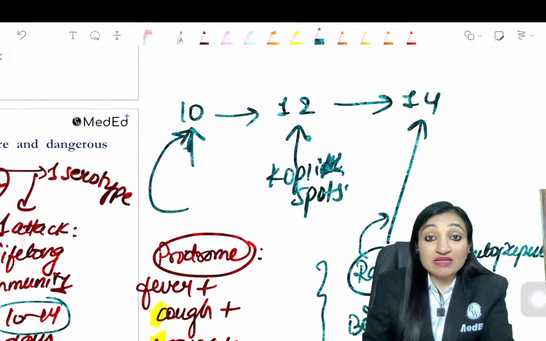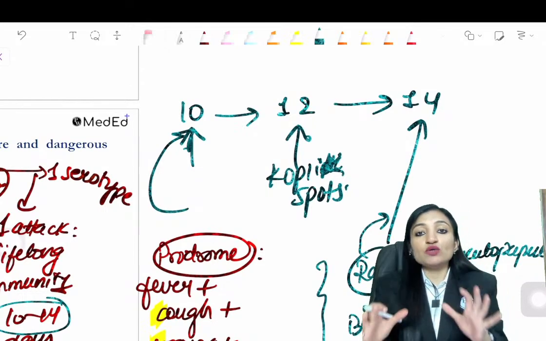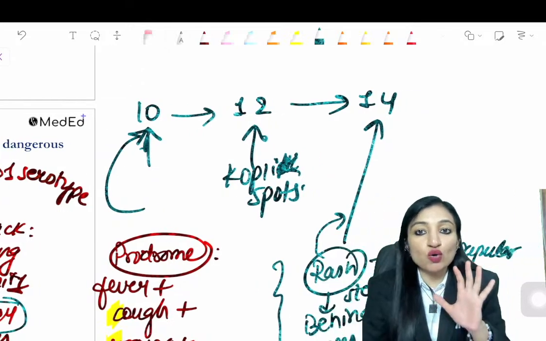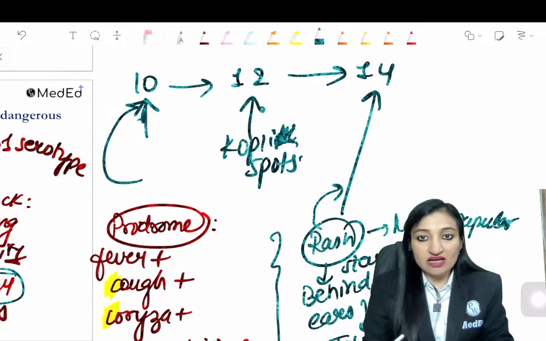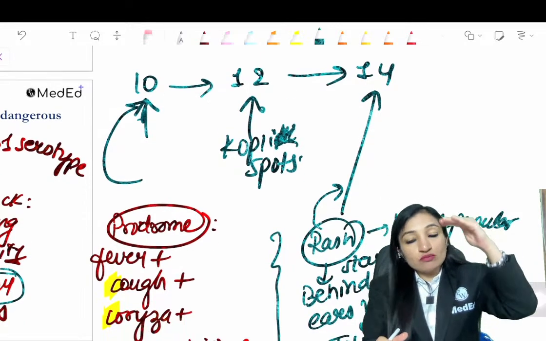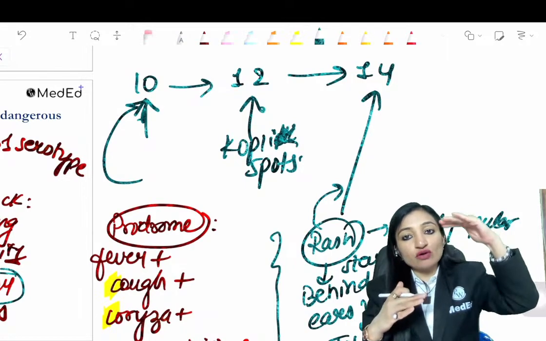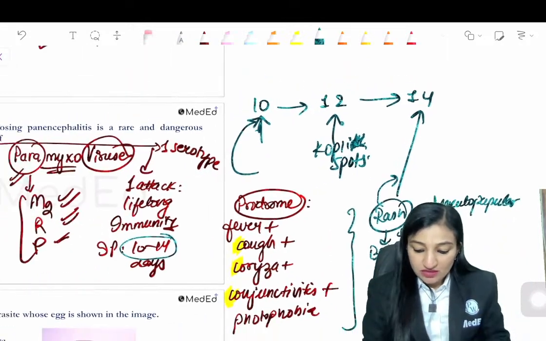So it is described that Koplik spots are going to appear 1 or 2 days before the onset of the rash, and the rash is going to appear in the same order. That is, the rash appears from top to bottom, and it will also disappear from top to bottom. Is this clear?